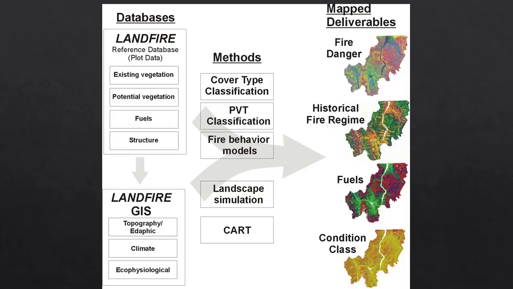Many sources of data were used as inputs in the mapping effort. Ground reference data of existing vegetation, potential vegetation, fuels, and structure were incorporated along with available GIS data of topography, soils, climate, and ecophysical variables. Examples of map deliverables are maps of fire danger, historical fire regimes, fuels, and condition class.